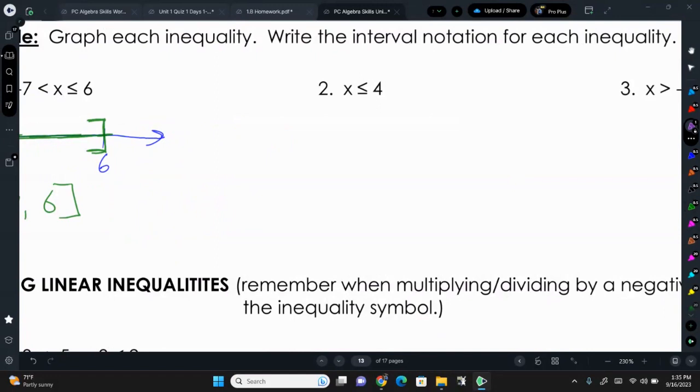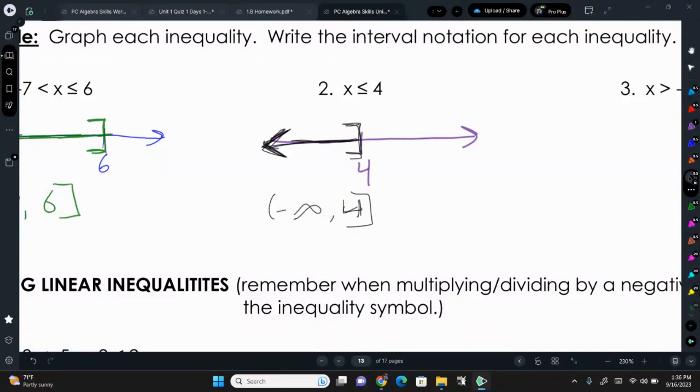Okay. X is less than or equal to 4. So here's 4, and less than or equal to would be a bracket, and going less than. So then it's going to be negative infinity, comma 4 with a bracket around 4.